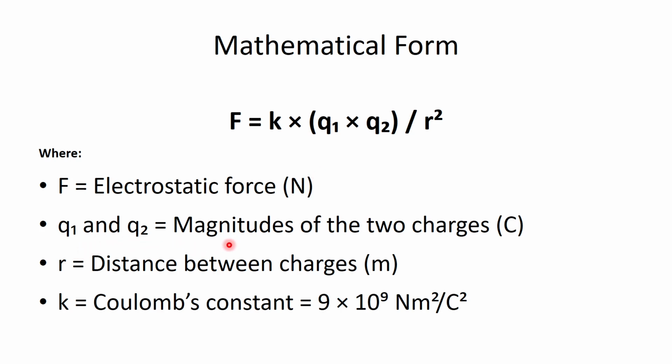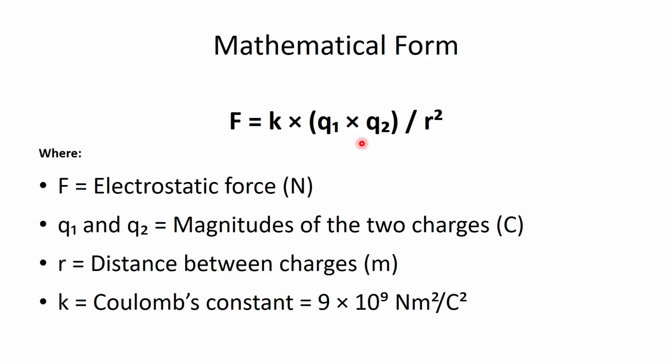Q1 and Q2 are the magnitudes of the two charges. So Q1 and Q2 represent the magnitude, that is the value of these charges in coulombs. C means coulombs. Coulomb is the unit of charge. R is the distance between charges in meter. As you know, the SI unit, System International Unit, of distance is meter.